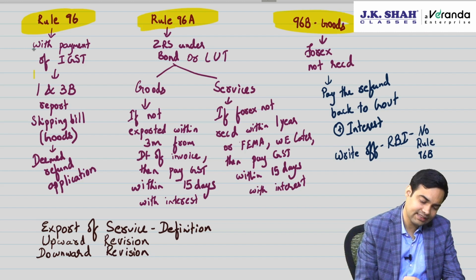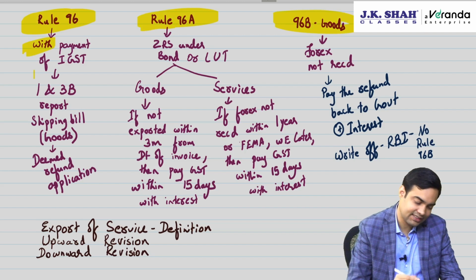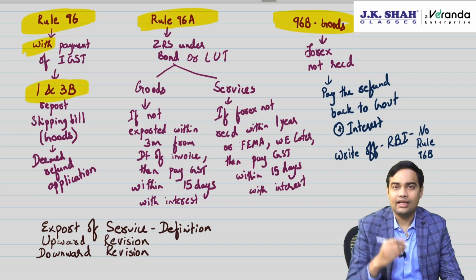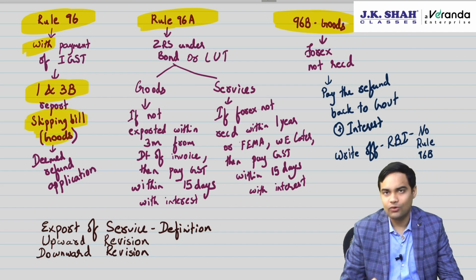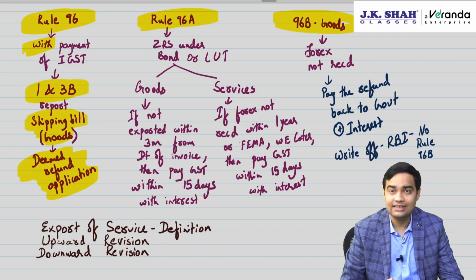Rule 96A is for export with payment, and Rule 96 is for export with payment of IGST. You report that transaction in GSTR-1 and 3B, and the moment you file the shipping bill for goods, and a shipping bill can apply only for goods, it is a deemed refund application. You don't have to file any other refund application under Rule 96 for export with payment of IGST.